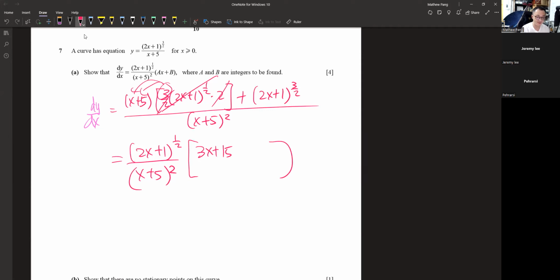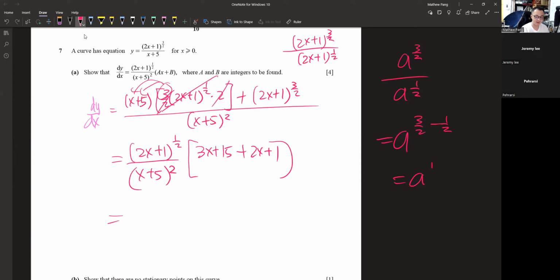Then this one, if I have (2x plus 1) power of 3/2, I factorize out, I mean I divide, right? Power half. You actually left power 1, isn't it? So you still have a (2x plus 1) power 1. I mean, you minus them, you should get 1. Is it power 3/2 divided by power 1/2? Is it power 3/2 minus 1/2? Then it's power 1. Okay, you should get the idea.